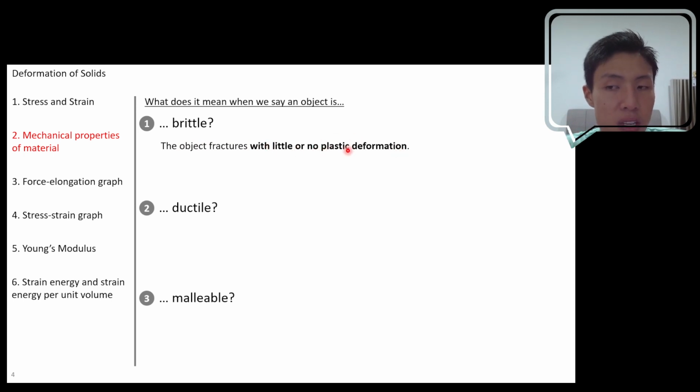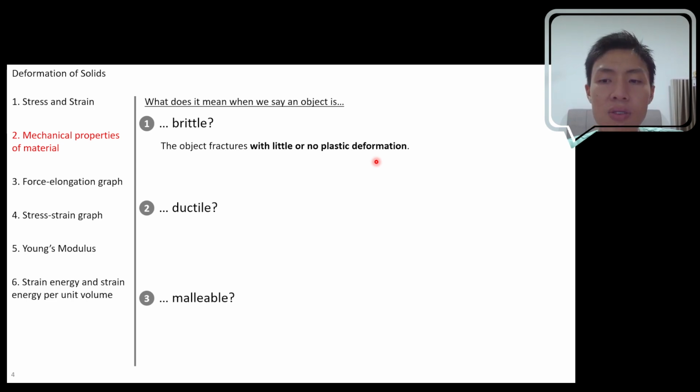Plastic deformation, you'll learn in later videos. Plastic deformation means permanent deformation. So this object will break before it experiences any kind of permanent deformation. If you stretch it, before it even reaches permanent deformation, it will break. It means that it can easily break when you stretch it or compress it. Later we'll talk about what kind of objects are brittle.